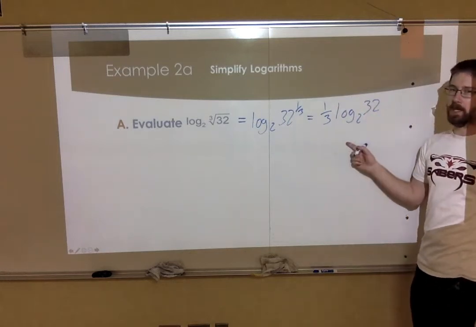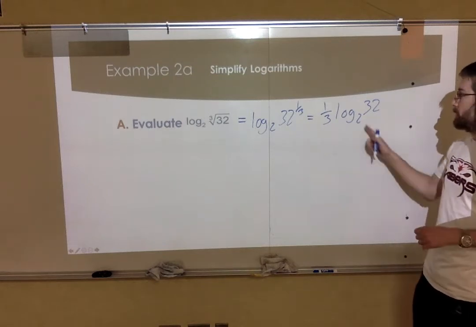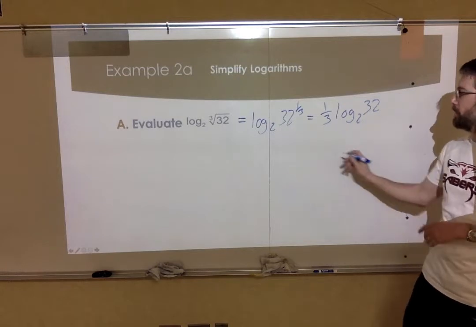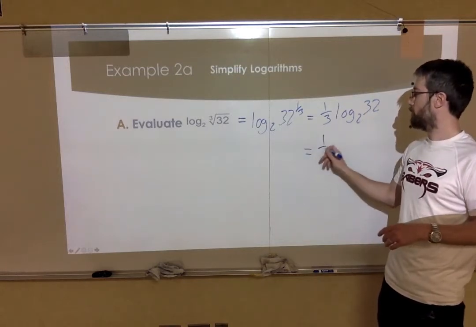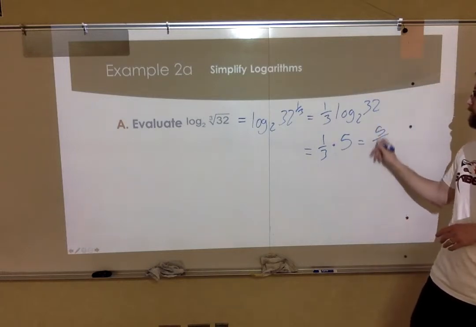now I've got something that's kind of a nice number to be able to evaluate, at least nice for logs. 2 to the 5th is equal to 32, so log base 2 of 32 is 5. So this is equal to 1/3 times 5, which is 5/3.